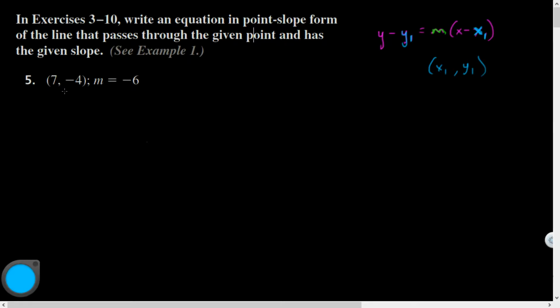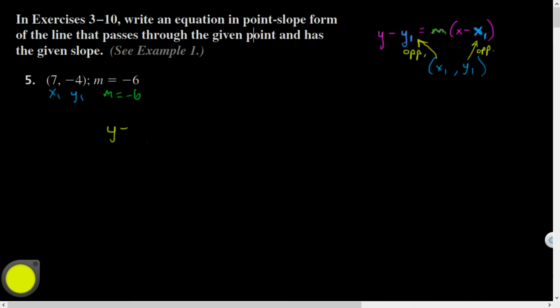So when I am given a point and slope, I can label them accordingly, x1, y1, and my m is equal to -6, and I'll just plug it into point-slope form. So y minus y1, and one of the things you'll notice is that both of these are subtracted, so it's actually always the opposite. OPP. All right, opposite for both of those.